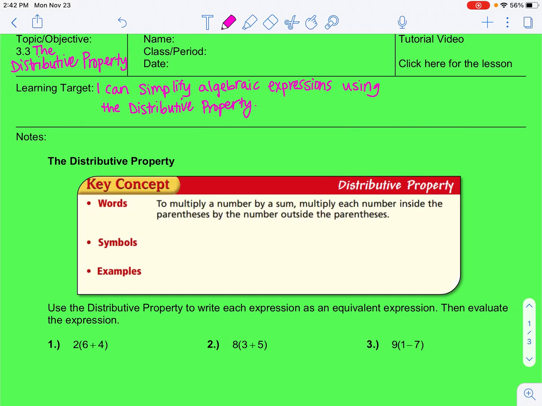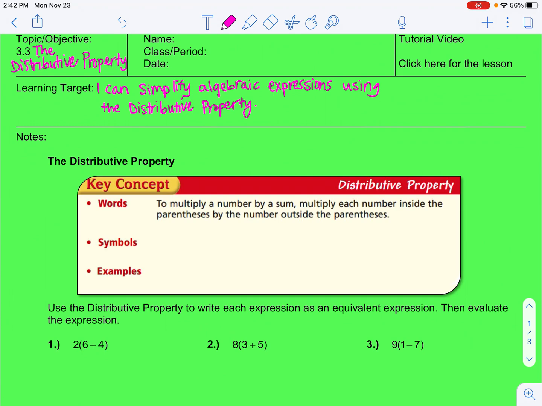Today we are going to continue Unit 3 and work on Lesson 3, which is the distributive property. Our learning target for today is: I can simplify algebraic expressions using the distributive property. Here is what the distributive property is in words: to multiply a number by a sum, multiply each number inside the parentheses by the number outside the parentheses.